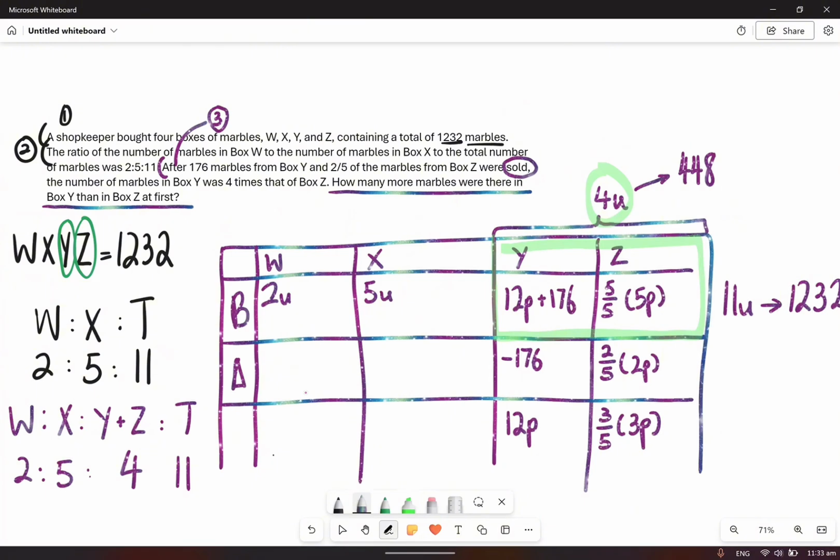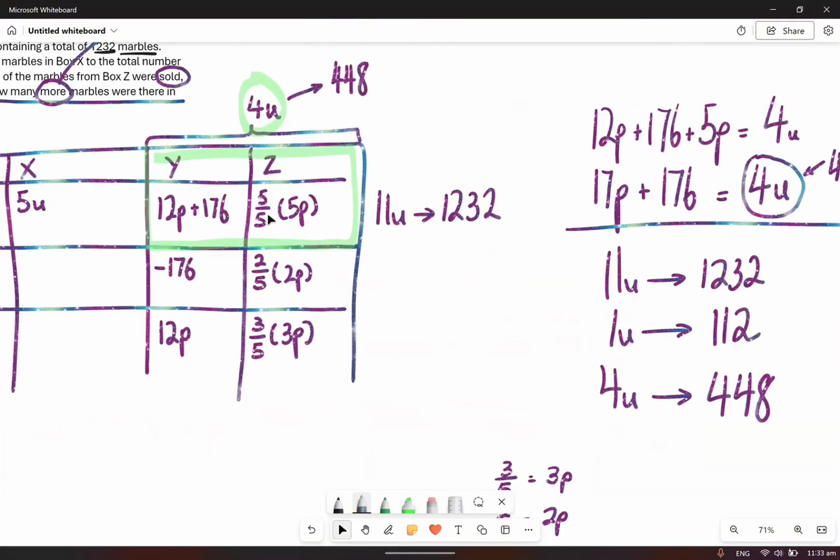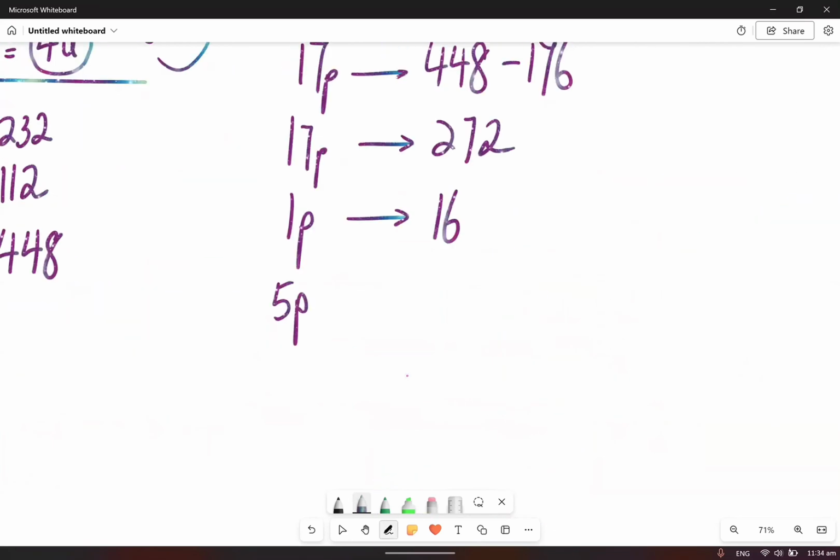So let's go and find, because the question wants us to find more, right? More means I am comparing. All right, it is a comparison. Agree or disagree? More numbers were there in box Y than in Z. Box Y itself is 12 parts plus 176, as you can see over here. And then box Z is 5 parts. We are going to compare, right? So I will just find 5 parts first, and I will just note down that this is box Z. All right, 16 times 5, that gives me 80.